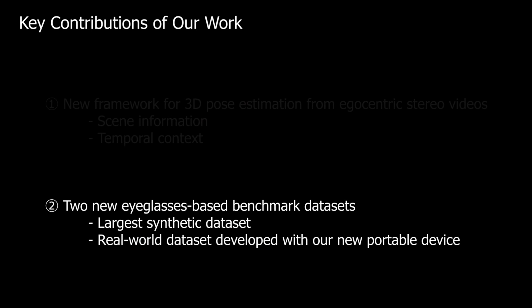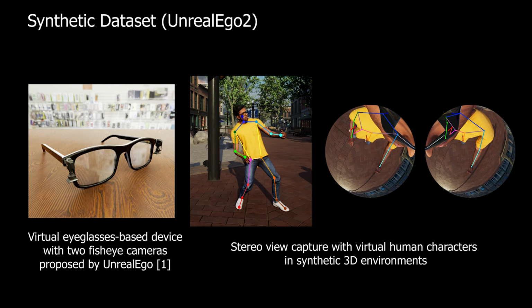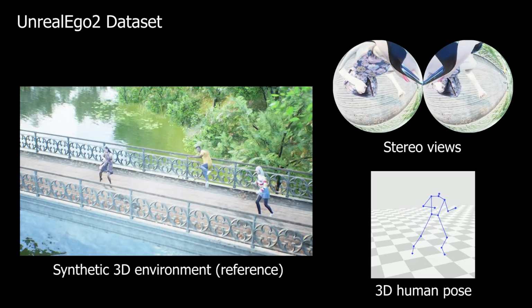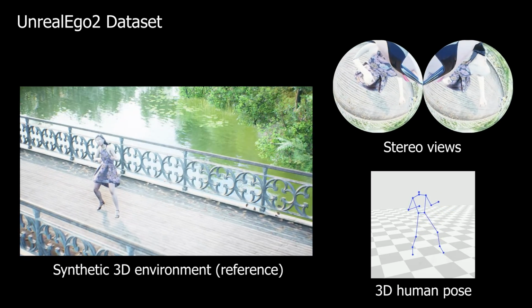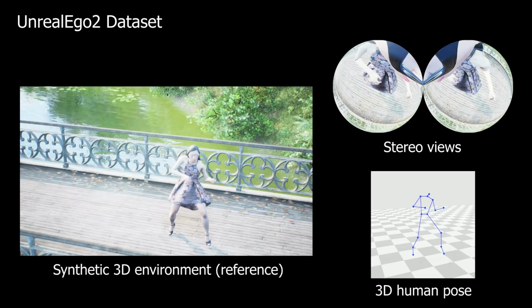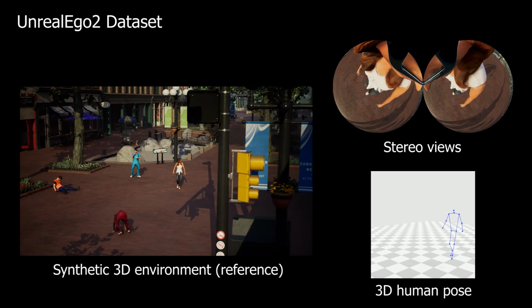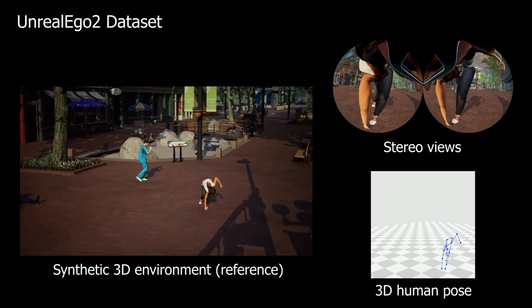Next, we describe two new benchmark datasets. The first benchmark dataset is UnrealEgo2. To create it, we adapt the publicly available setup and assets with a virtual eyeglasses device for stereo view capture in a synthetic environment. Here, we show example scenes from UnrealEgo2 with captured egocentric stereo views and ground truth 3D poses. UnrealEgo2 offers simple to highly complex motions, such as walking, crouching, and crawling, to name a few. In total, we render 2.5 million egocentric stereo views and depth maps with the corresponding ground truth 3D poses.